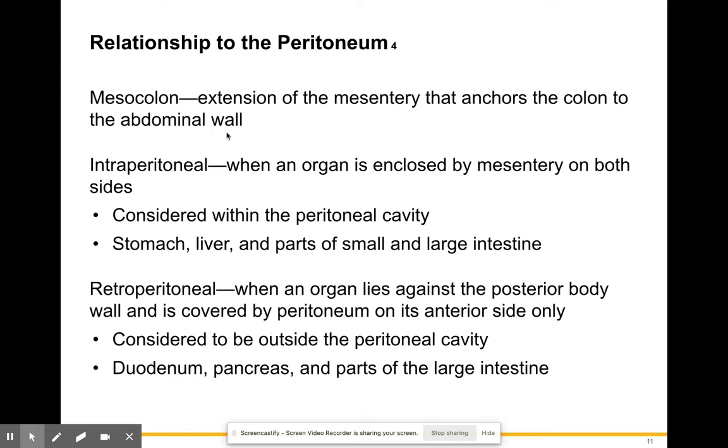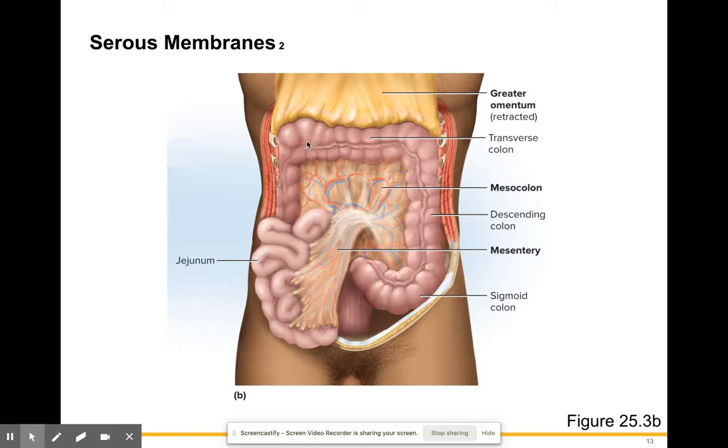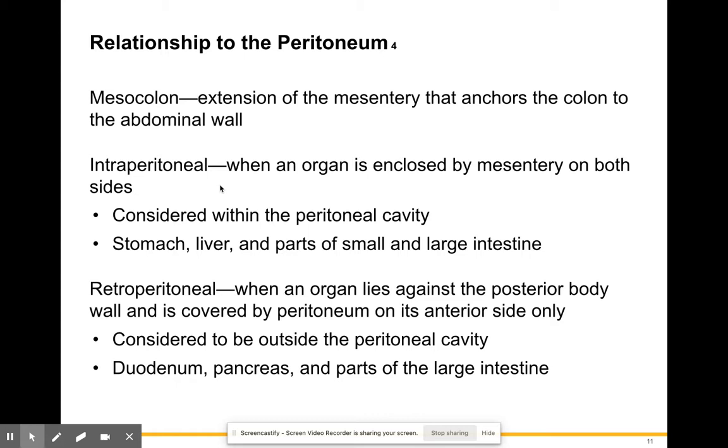So this colon, where are we? This colon here is our transverse colon, and it is going to be anchored to the abdominal wall so that it doesn't move around and get out of place. We don't want that to happen. When something is intraperitoneal, that means that an organ is enclosed by mesenteries on both sides.